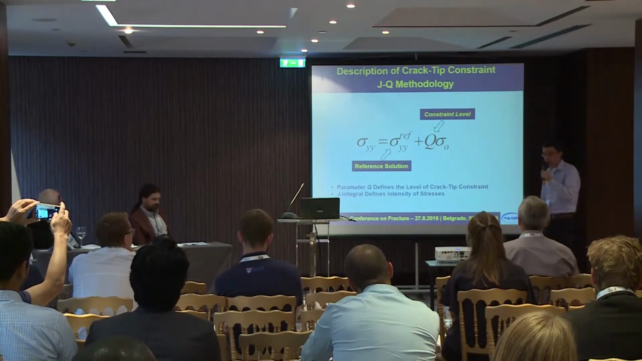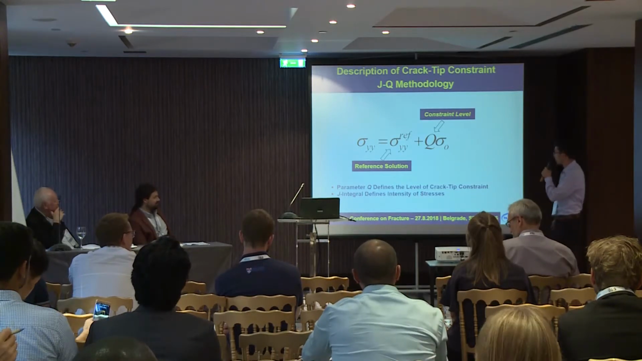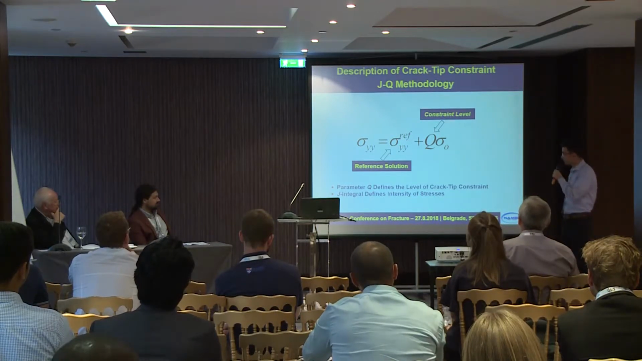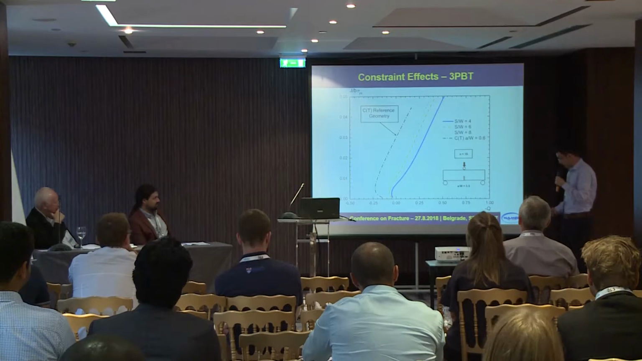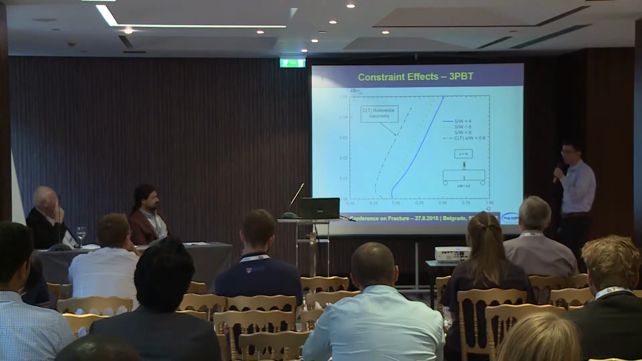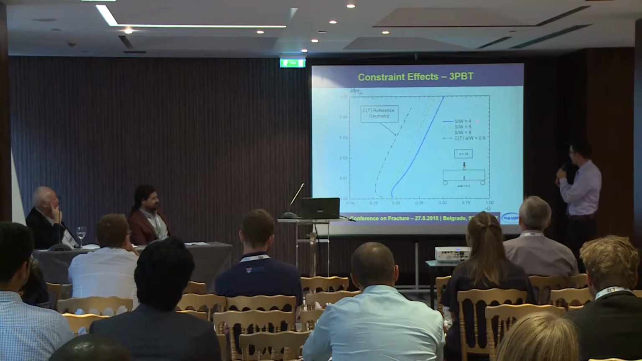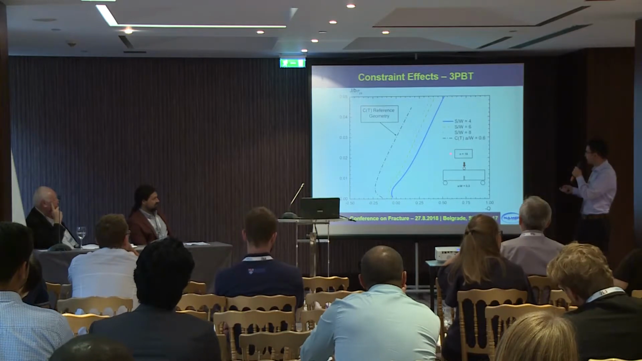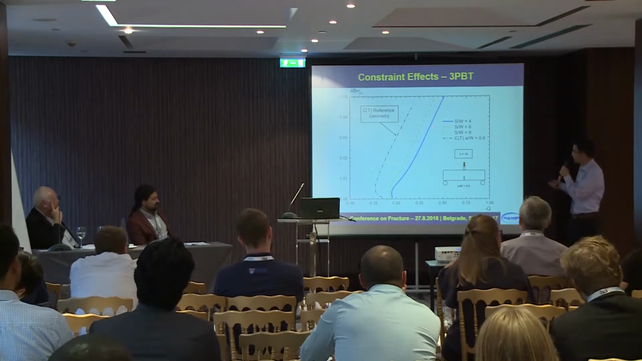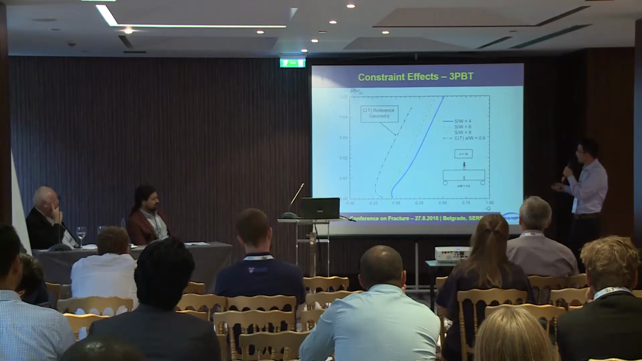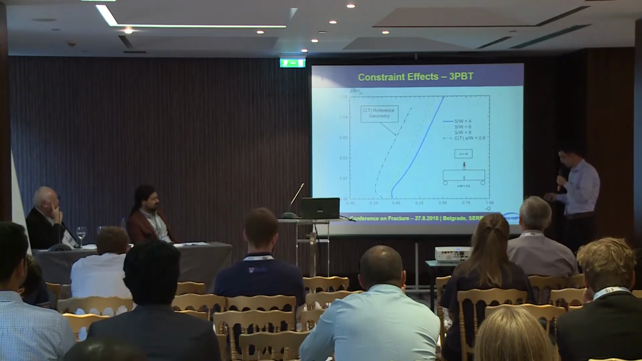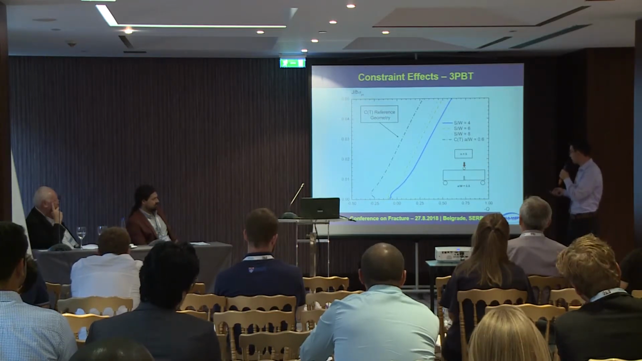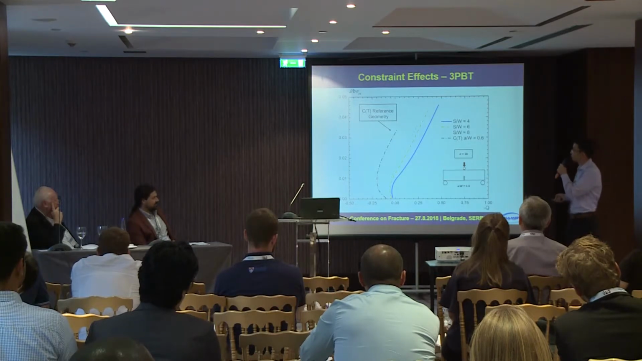And in order to assess the potential influence of increased span on crack tip constraint, the J-Q methodology is employed, where Q parameter defines the level of crack tip constraint. And here we have some results of constraint effects of 3-point bend tests with different S over W ratios. And here, as you can see, for example, for a moderate strain hardening behavior, as the span increases, the crack tip constraint also increases. And the same behavior can be observed for a high strain hardening behavior and for a low strain hardening behavior.